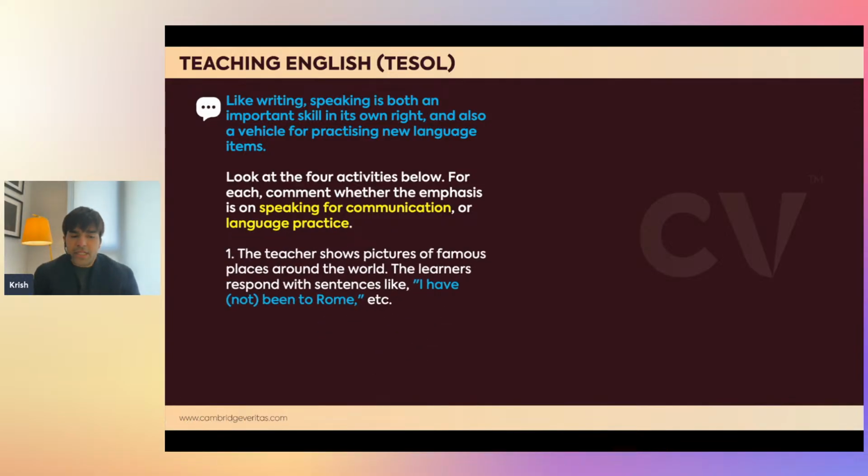So the first activity is the teacher shows pictures of famous places around the world. The learners, the students, respond with sentences like, I have been to Rome, or I have not been to Rome, etc., etc. So this kind of activity is focusing on communication or language practice, grammar. What do you think?